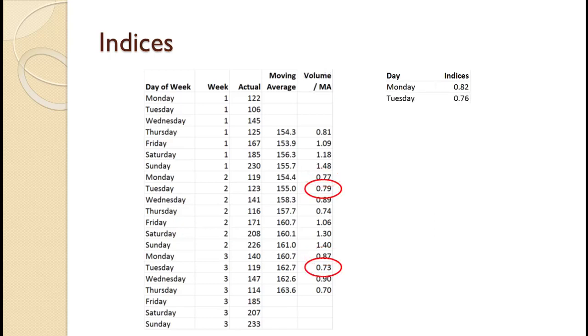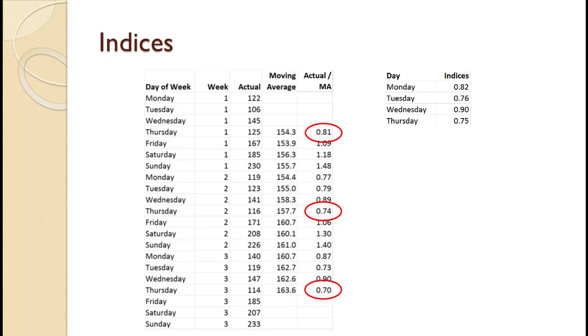For Tuesday, 0.79 and 0.73 average to 0.76. For Wednesday, 0.89 and 0.90 average to 0.90. For Thursday, 0.81, 0.74, and 0.70 average to 0.75.